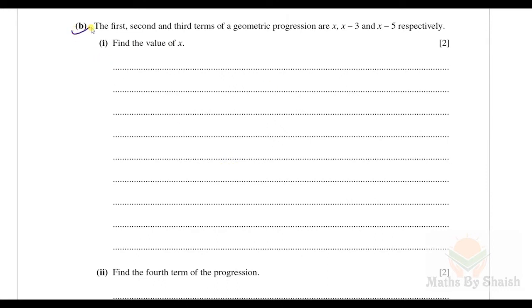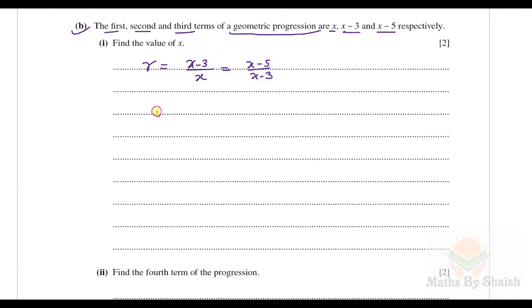So here's the B part of this 8th question. The first, second and third terms of a geometric progression are x, x minus 3 and x minus 5 respectively. Find the value of x. So since it is a GP, there should be a common ratio r, and the common ratio is the ratio of a term and the previous term, that is x minus 3, the second term, upon the first term. That should be exactly the same as the third term over the second term. So if we solve these two, we'll get the x value.